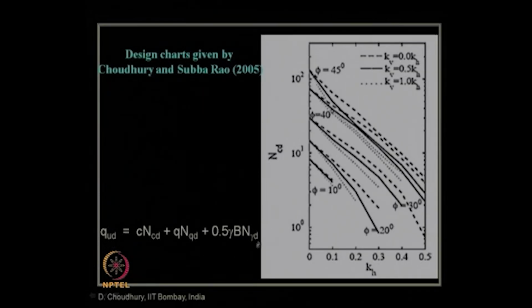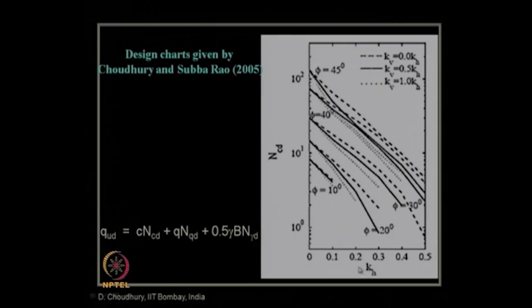And this is the proposed equation which can be used to calculate the dynamic bearing capacity: Q ud equals c Nc d plus q Nq d plus half gamma B N gamma d. This is the extension of Terzaghi's theory from the static case, but d indicates the dynamic case. So, Nc d is the dynamic bearing capacity factor in terms of cohesion, Nq d is the dynamic bearing capacity factor in terms of surcharge, and N gamma d is the dynamic bearing capacity factor in terms of unit weight.